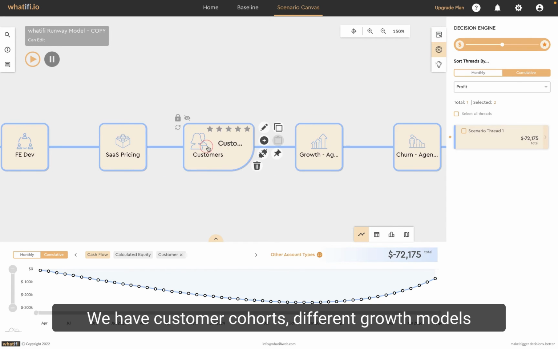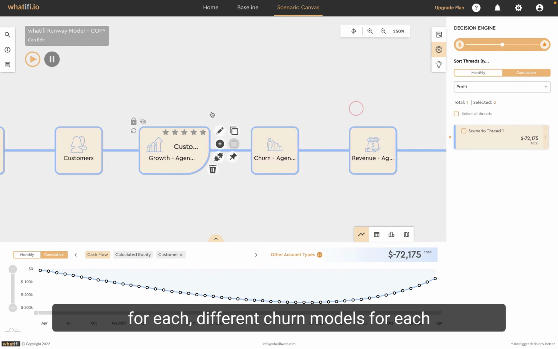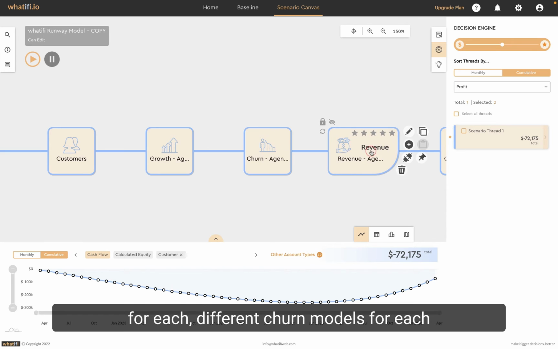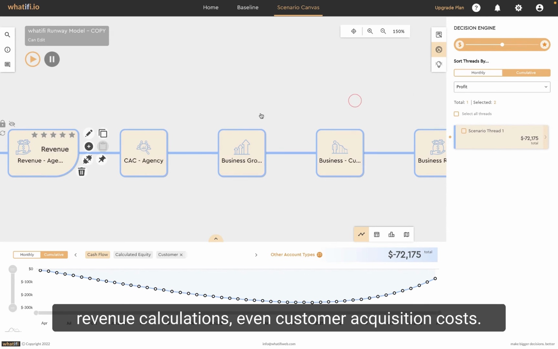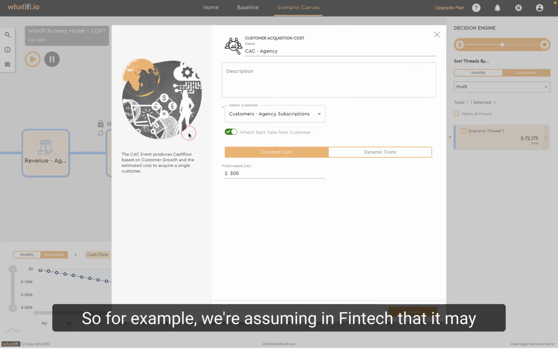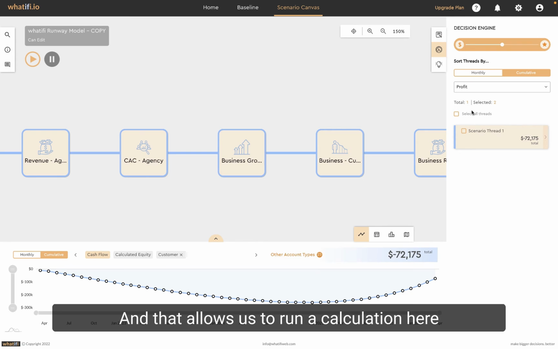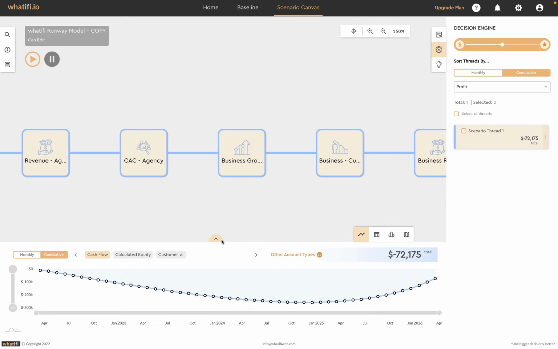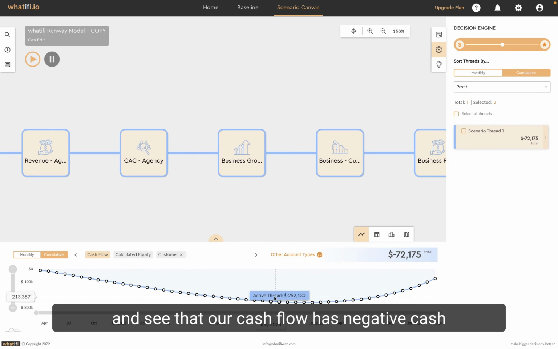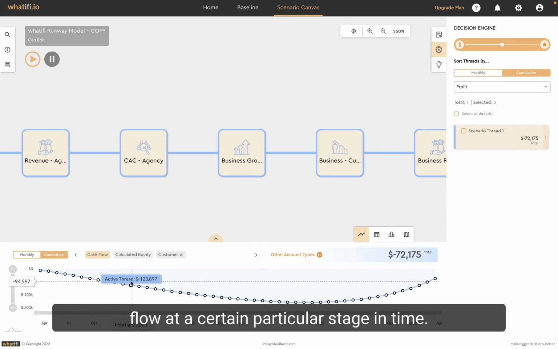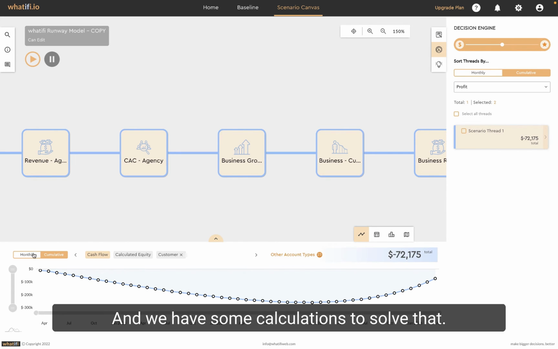We have customer cohorts, different growth models for each, different churn models for each, revenue calculations, even customer acquisition costs. So for example, we're assuming in fintech that it may be $300 a month to acquire an agency user. And that allows us to run a calculation here and see that our cash flow has negative cash flow at a certain particular stage in time, and we have some calculations to solve that.